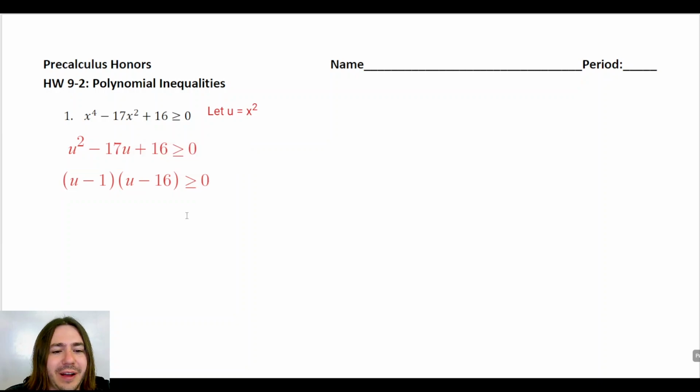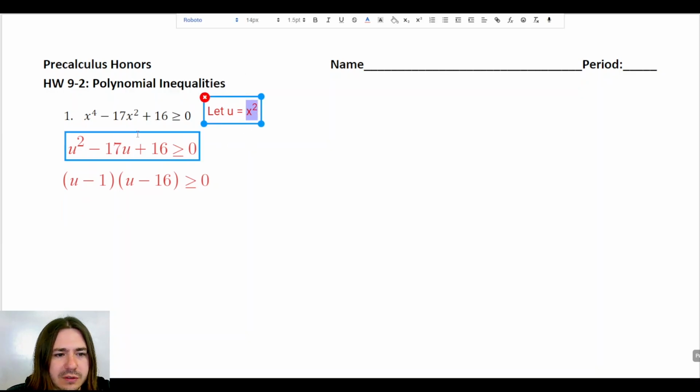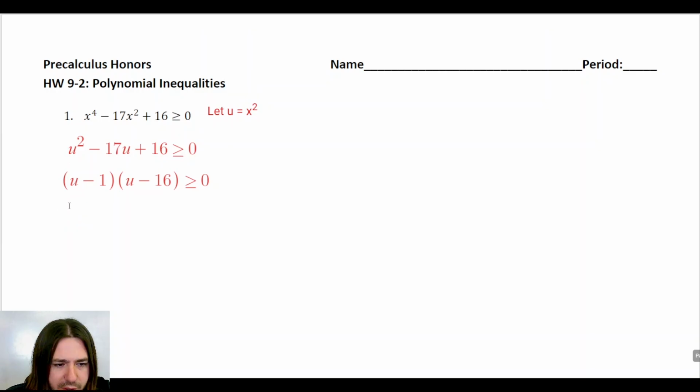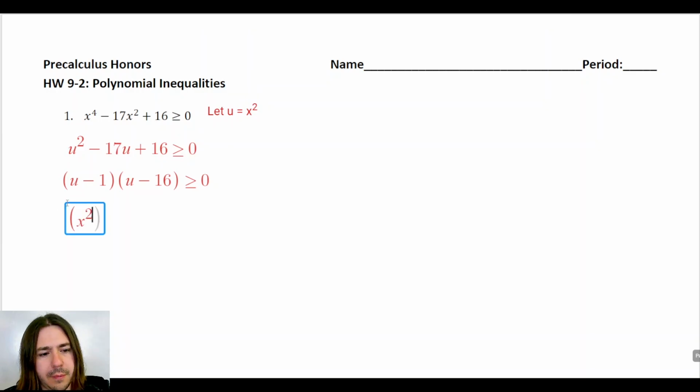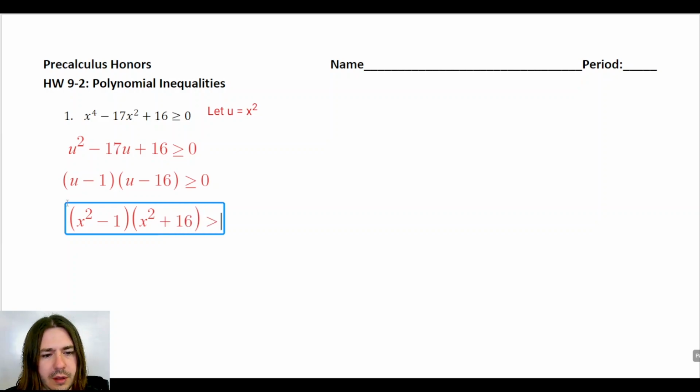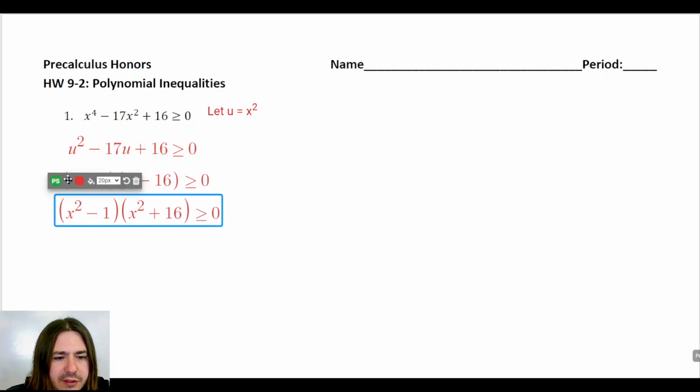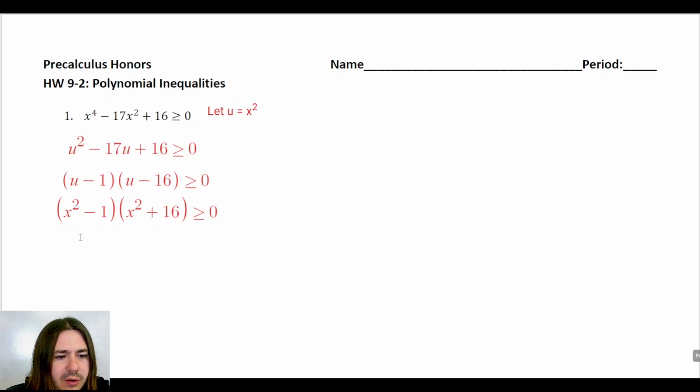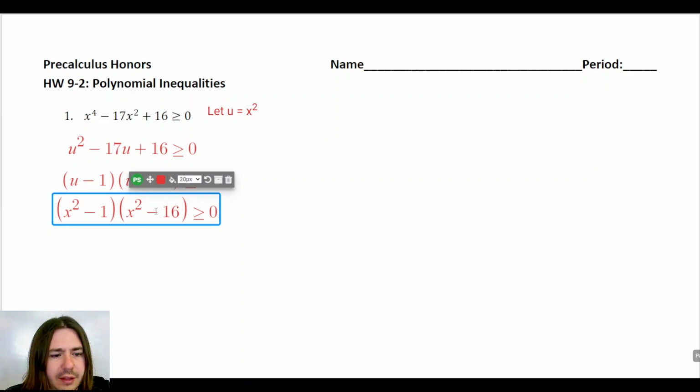Now, at this point, I've got the factoring done, so I can go ahead and make my replacement and replace that u back with what it is, which is x squared. And so what I get is x squared minus 1 times x squared minus 16. Okay, so at this point, I should be able to figure out what my roots are by setting each of these equal to 0 and solving them individually.